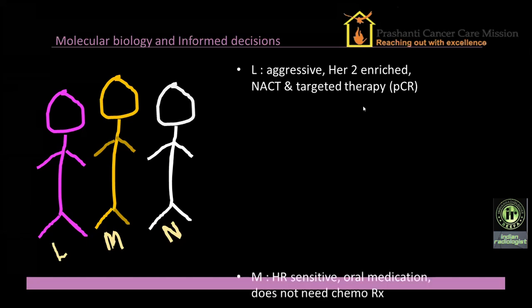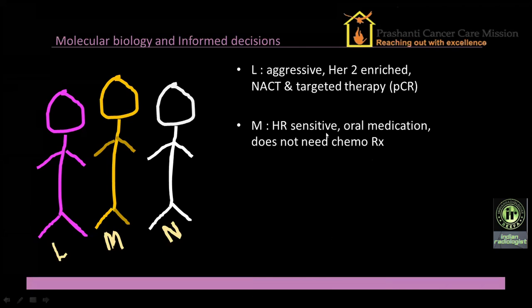So what started out as an aggressive disease, we end up with an extremely good prognosis for this lady. Mina, on the other hand, has a low-grade hormone-sensitive tumor. She will undergo surgery first, and we have ways of telling that she does not need chemotherapy following her surgery, and all that she needs is oral medication with anti-estrogen drugs like tamoxifen or selective estrogen receptor modulators.